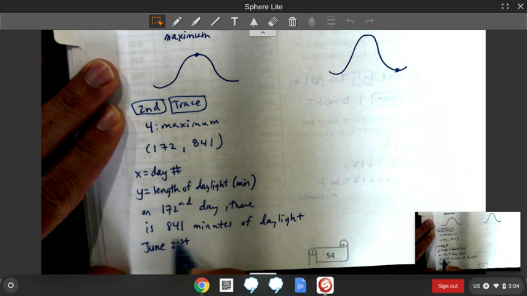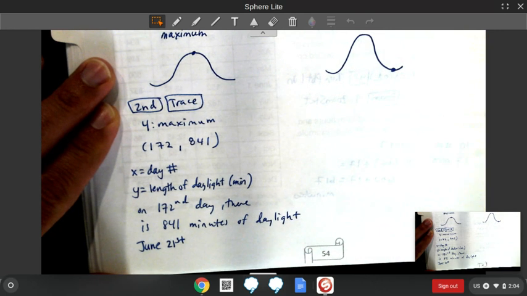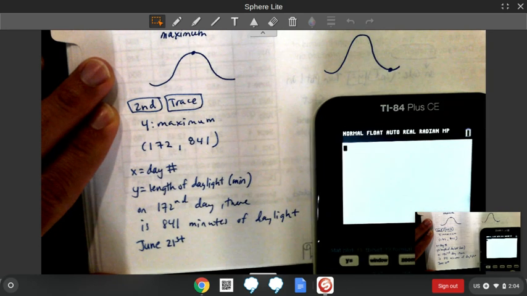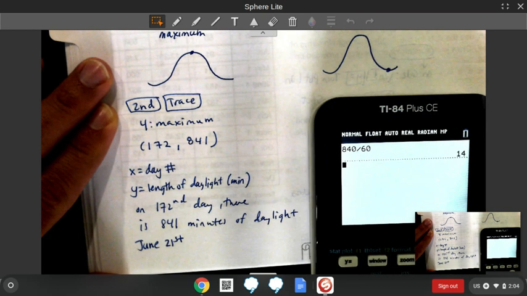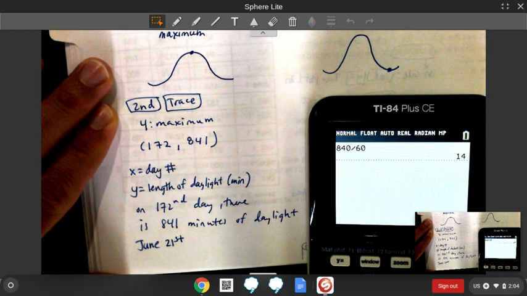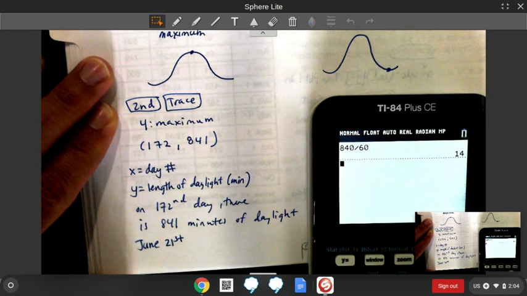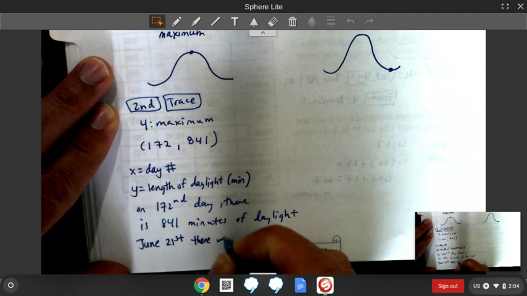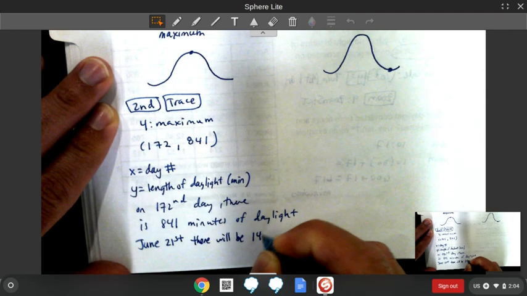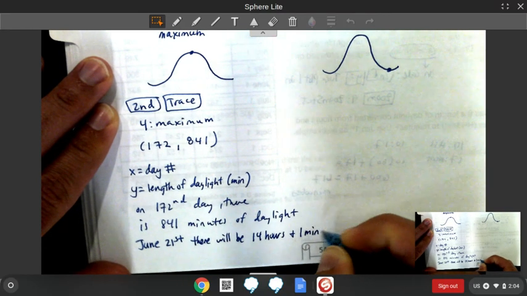And 841 minutes, if I figure out what the closest number is to an hour there. So let's say 840 divided by 60, that gives us 14 hours. So 14 hours is 840 minutes. So I know that there will be 14 hours and 1 minute of daylight.